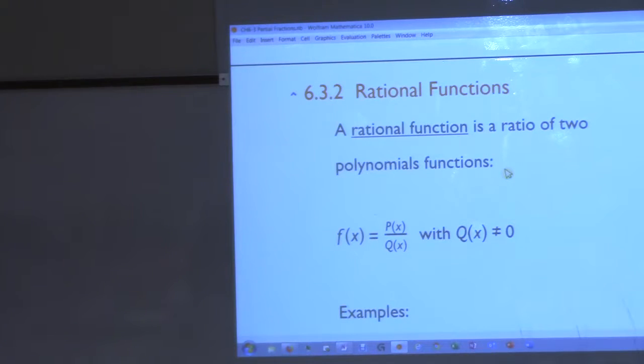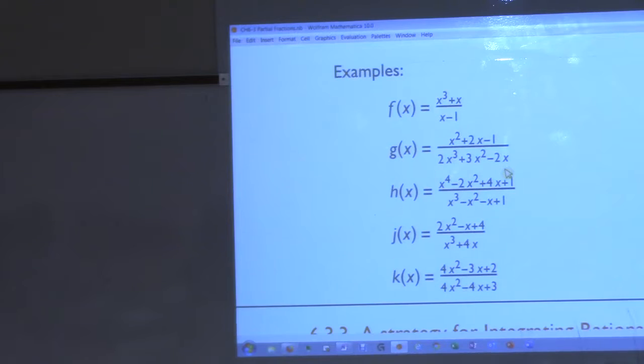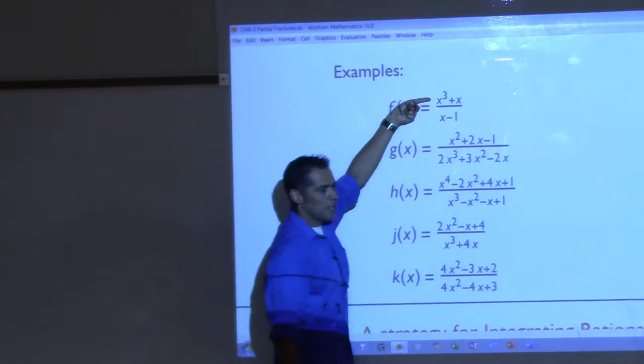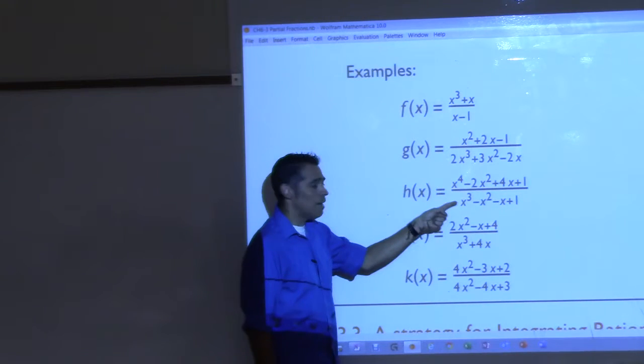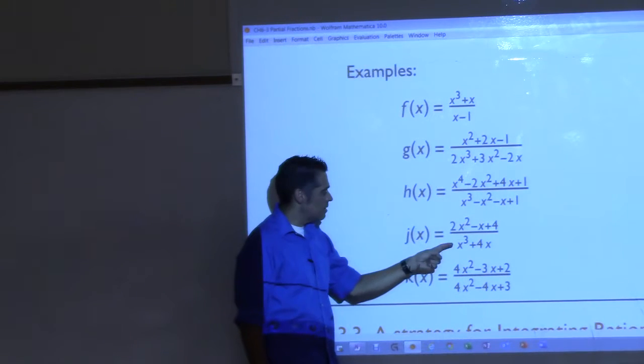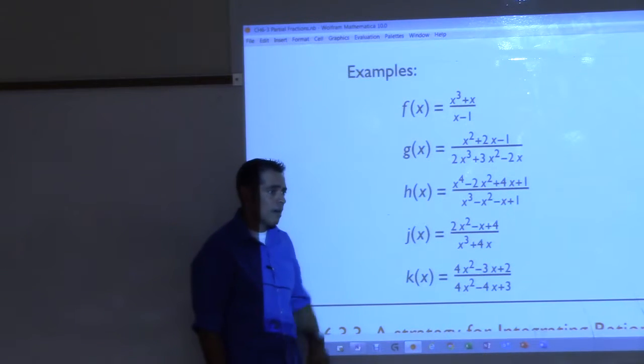All right, so now we begin. Rational functions. So partial fraction decomposition. So a rational function is a ratio of two polynomial functions, right? So this is stuff we've seen back in college algebra. These are all examples of rational functions. Polynomial divided by polynomial, right? Cubic divided by linear. Quadratic divided by cubic. Fourth degree polynomial divided by cubic, quadratic divided by cubic, two quadratics, right? Ratios of polynomial functions are rational functions.